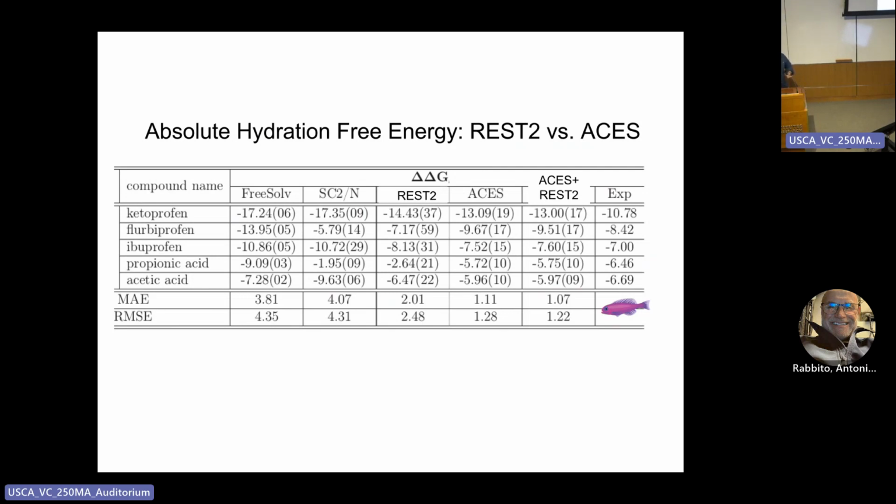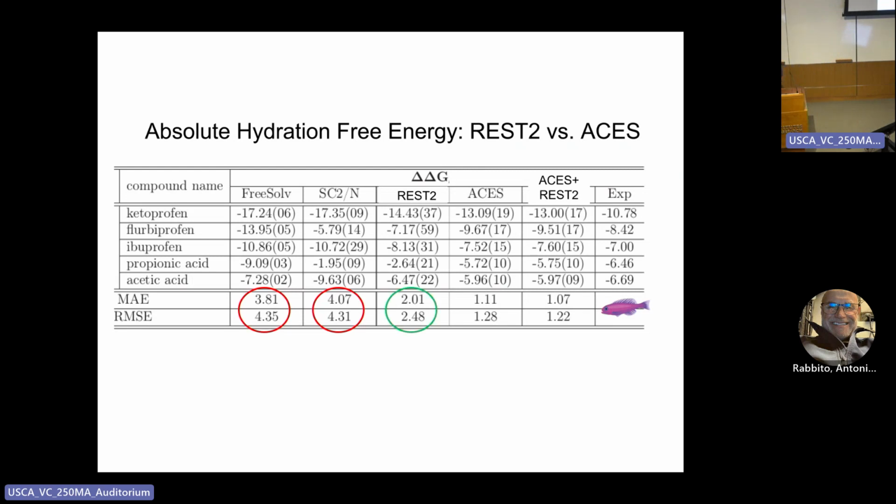And we repeated it. So the errors from the FreeSolv database, latest version, for acetic acid and some other things were 4 kcal per mole or so. When we redid these calculations, we got about the same thing. So this is when we don't use any enhanced sampling at all. We just do a normal calculation with Hamiltonian replica exchange.